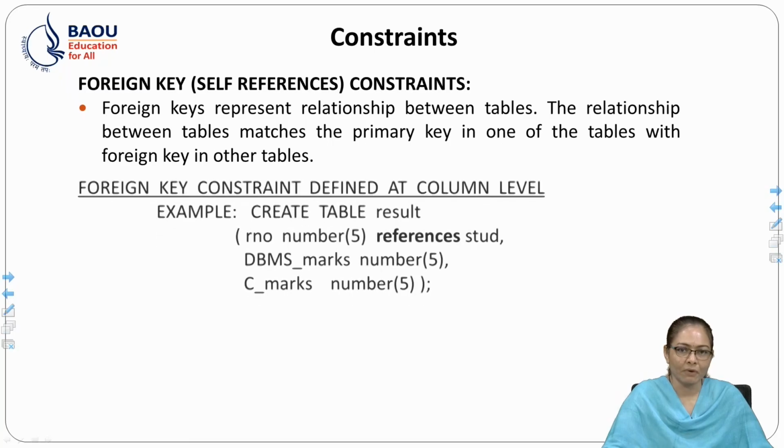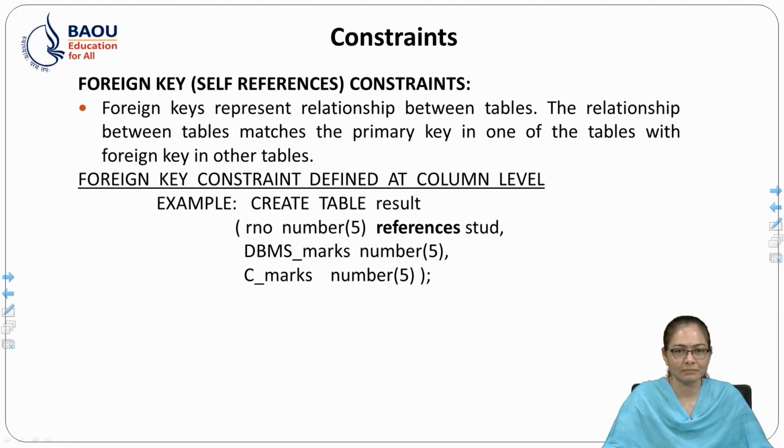See, the foreign key constraint defined at the column level. Here we see in the example, create table result. In the bracket, roll number in the bracket 3. This column is matched with the primary key table. In the primary table, the student table, the roll number has a number data type and size is 3. So in the result table, it is a foreign key. So, we can declare it as references student. So, roll number in the result table takes the reference from the roll number in the student table.